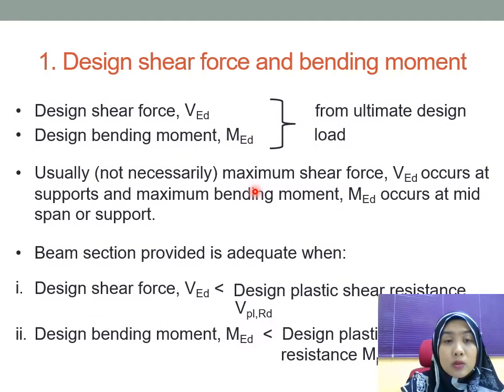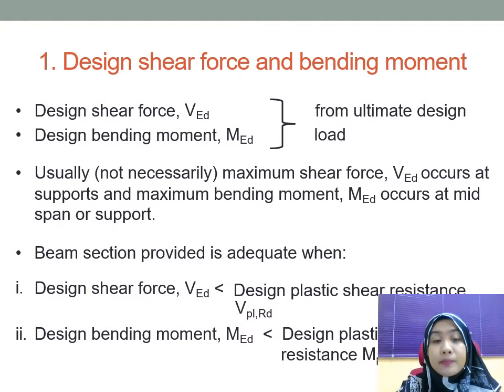The first step is you need to find the design shear force and bending moment. So you have to calculate the shear force and also the design bending moment, and we normally take the maximum value as our ultimate design load. Usually the maximum shear force occurs at the support and the maximum bending moment will occur at the midspan or support. This depends on the structure itself. Let's say you are designing a simply supported beam, then you are going to get your maximum shear force at the support and the maximum bending moment at the middle of the span.